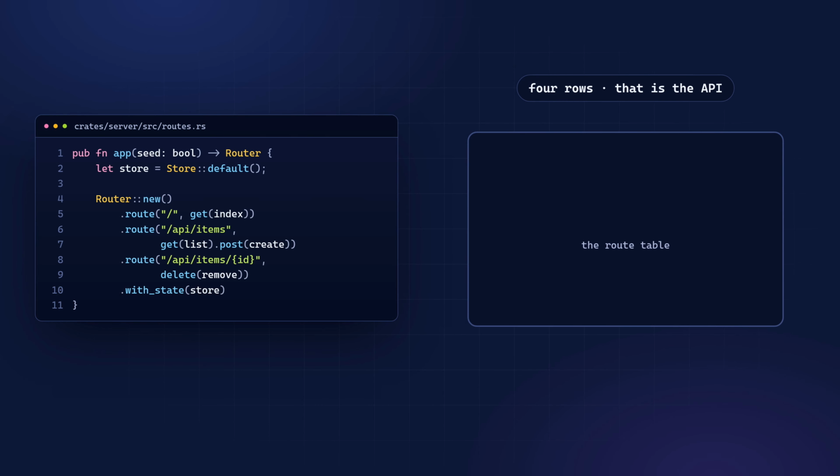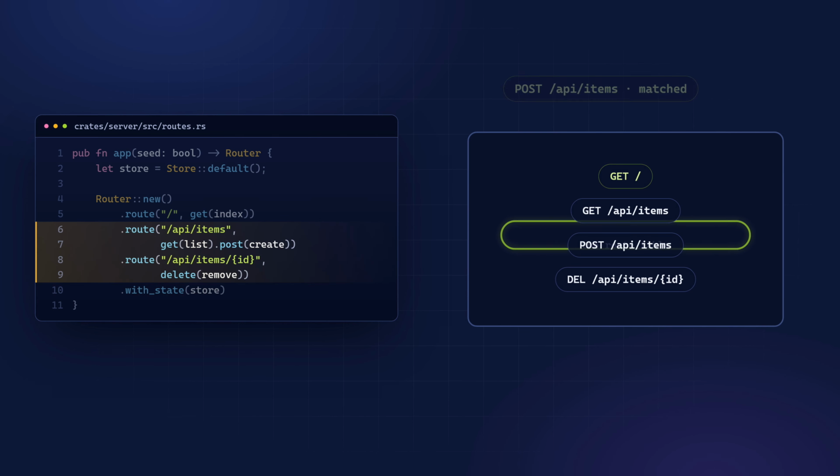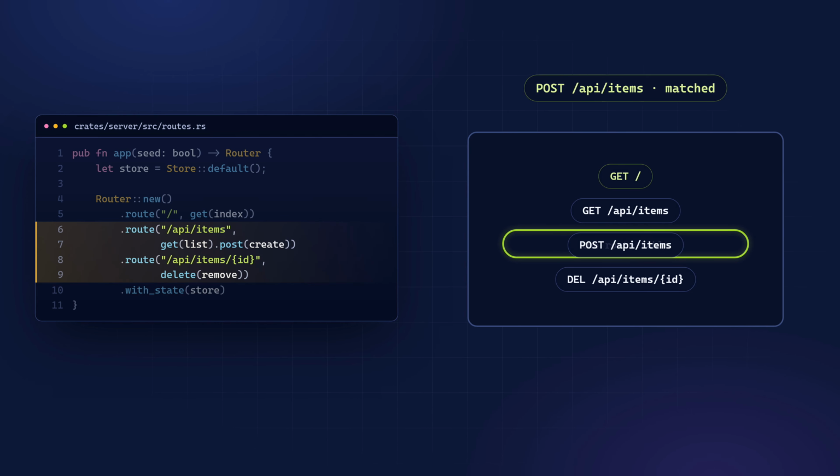Moving on to file 3, the API routes perfectly fit into 4 rows. The root / correctly returns HTML pages, the rest handles the JSON API. A web request safely comes in, hits matching rows and fires the handlers.